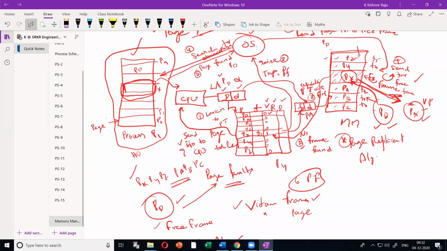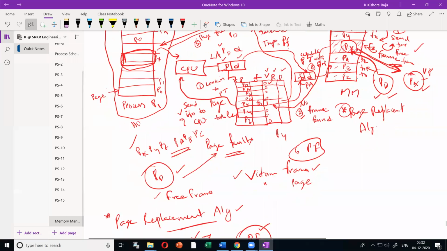If the free frame is available, then no problem. In that free frame, the demanded page will be loaded. If the free frame is not available in the main memory frames, then only the page replacement algorithm will be triggered. Is it clear or not?